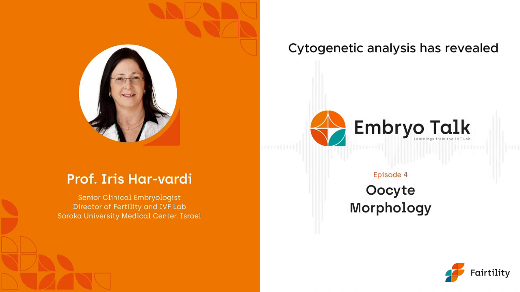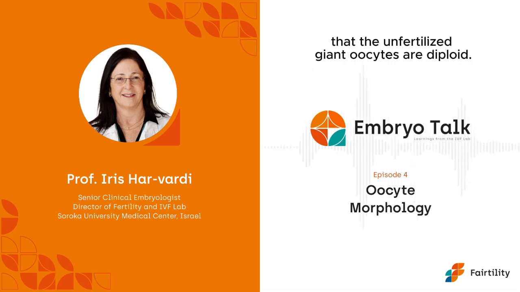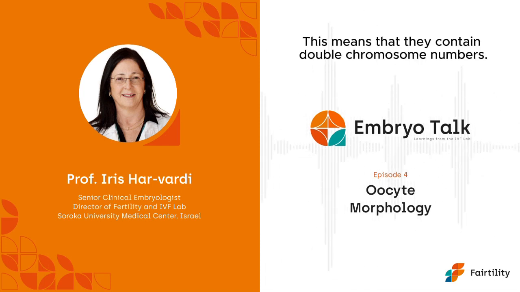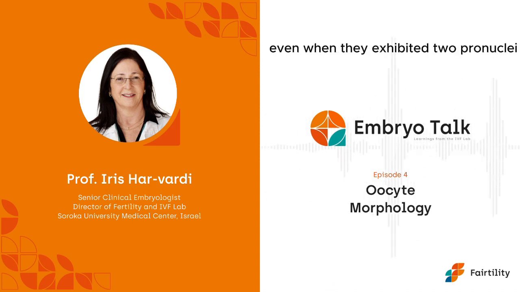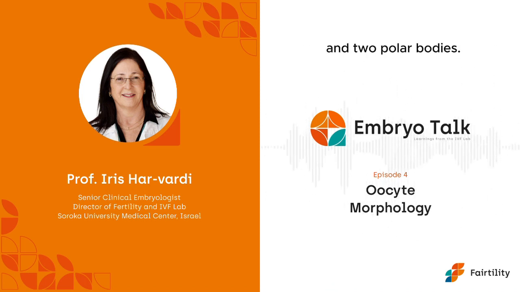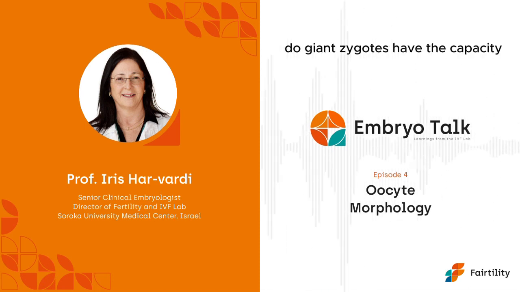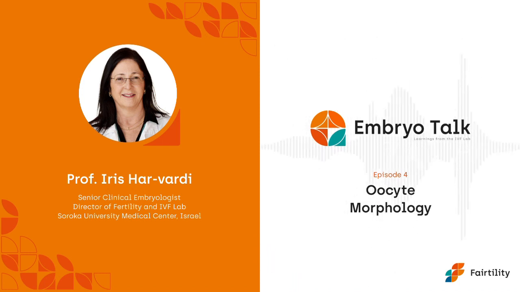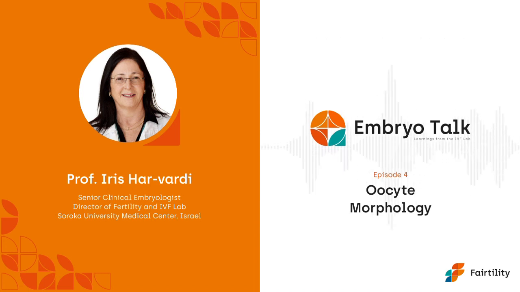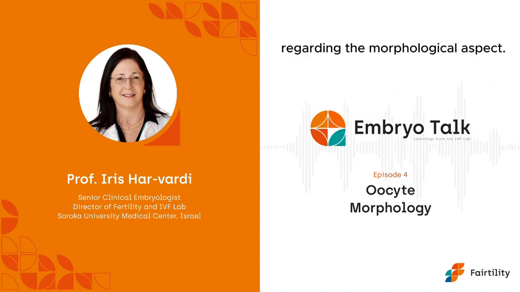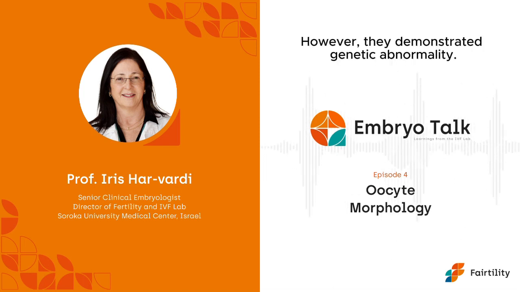Cytogenetic analysis has revealed that the unfertilized giant oocyte are diploid. This means that they contain double chromosome numbers. The zygotes were genetically abnormal even when they exhibited 2 pronuclei and 2 polar bodies. The question is, do giant zygotes have the capacity to develop to the blastocyst stage? It has been reported that giant zygotes develop to the blastocyst stage, even very perfect ones regarding the morphological aspect. However, they demonstrated genetic abnormality.